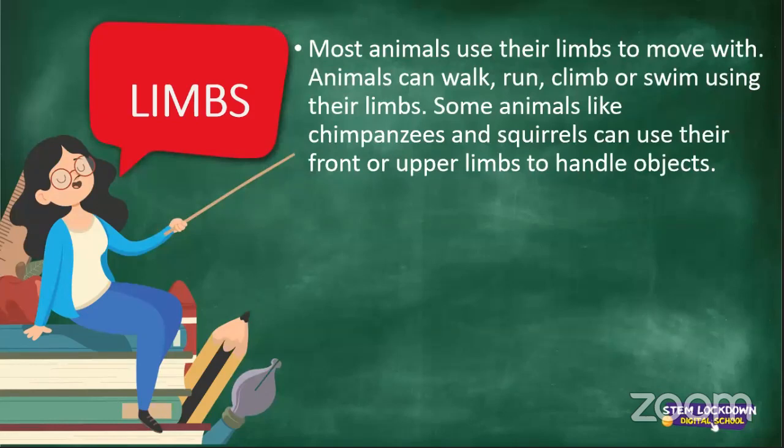And most animals can walk, they can run, they use their limbs to move. Some animals like chimpanzees and squirrels can use their front or their upper limbs to handle objects. Like we use our hands, they can as well. Even a mouse can use its, I want to call it, hands as well.